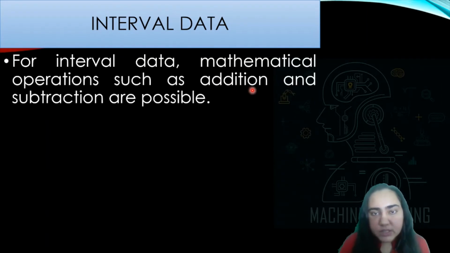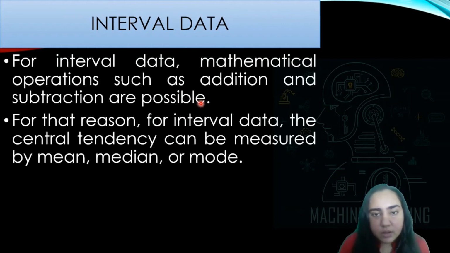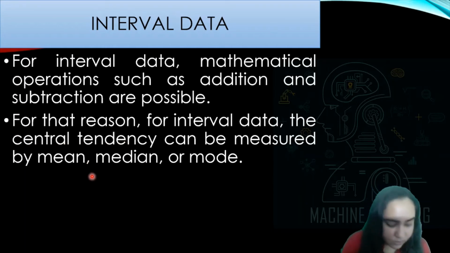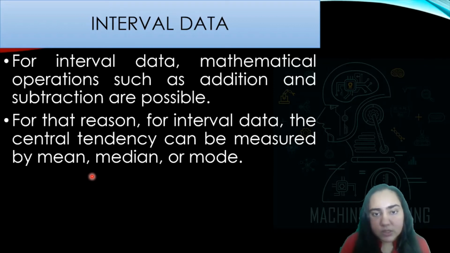For interval data, you can perform all operations like addition and subtraction, all mathematical operations like that. You can also calculate the central tendency. The measures of central tendency are mean, median, and mode. Mean calculates the average. Median will find the middlemost value if you arrange everything in sorted order. And the mode will find the value that appears the most in your data. We will be seeing this in detail as well, central tendencies. So don't worry if you don't understand it right now. So that is what interval data is.